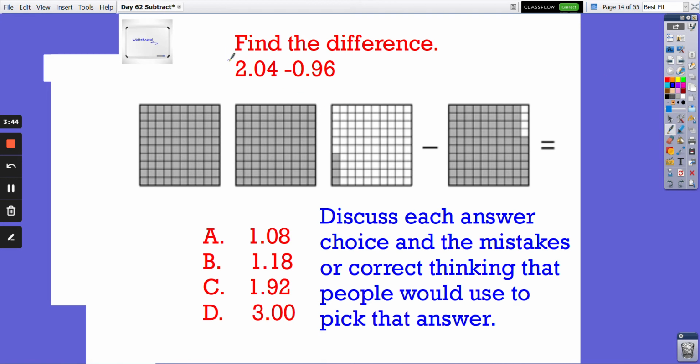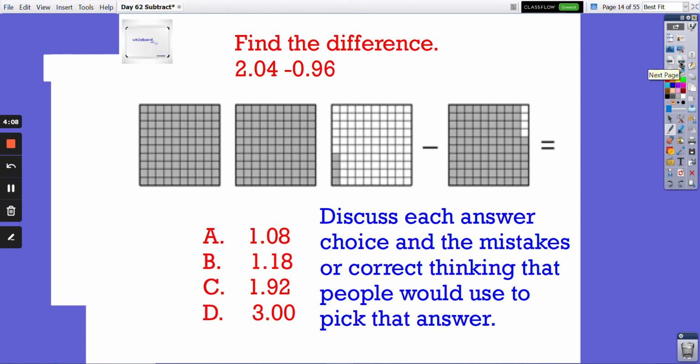Find the difference. 2 and 4 hundredths minus 96 hundredths. Okay? Discuss each answer choice and the mistakes or correct thinking that people would use to pick that answer. So, which of these is a correct answer, and how do you think that they could come up with that answer?